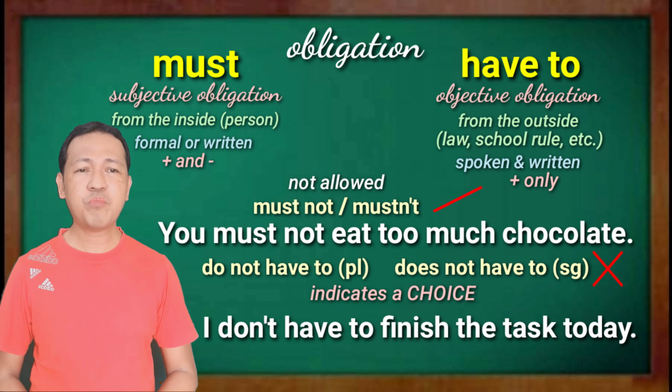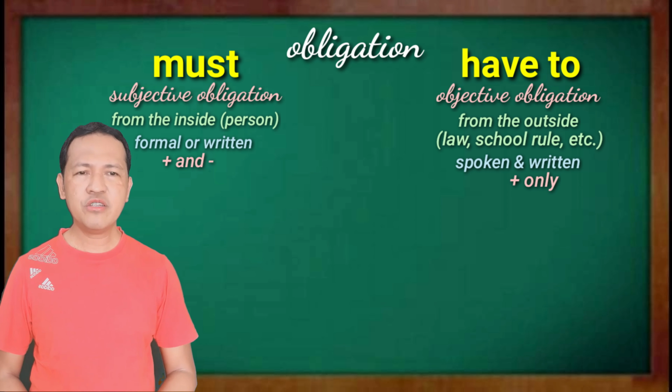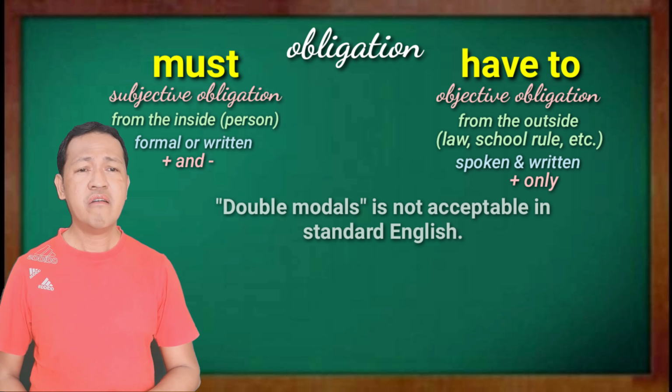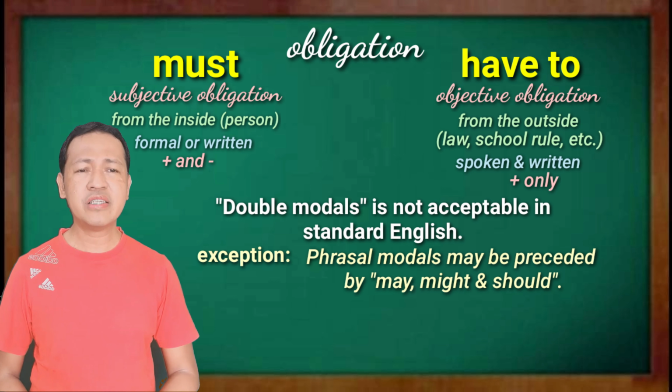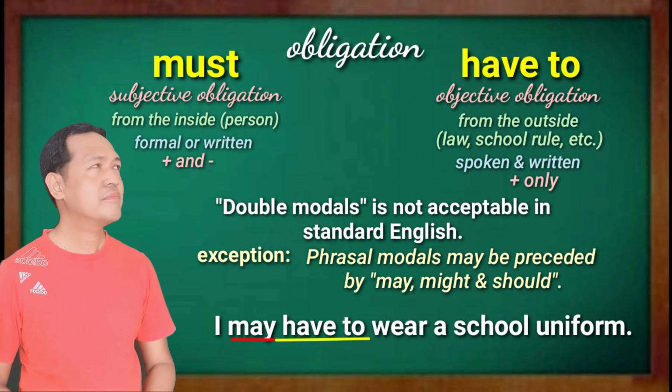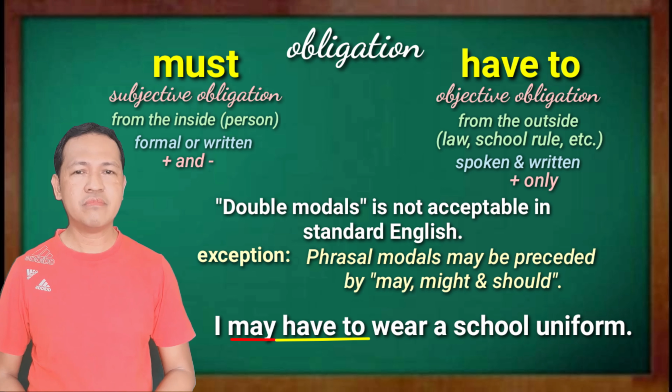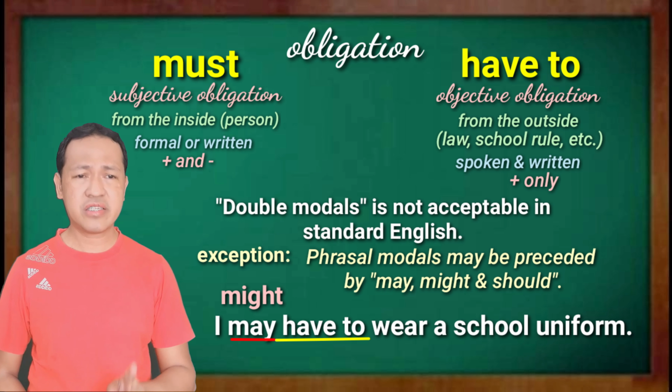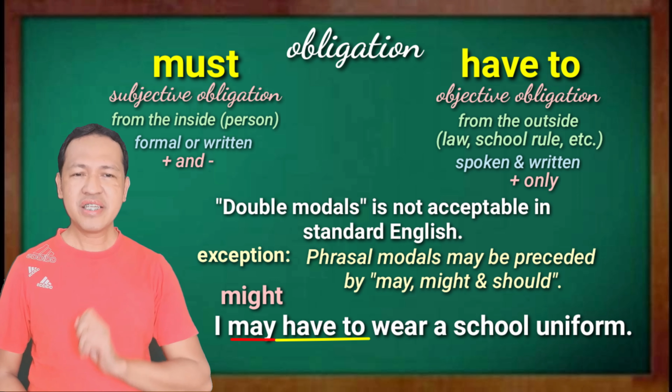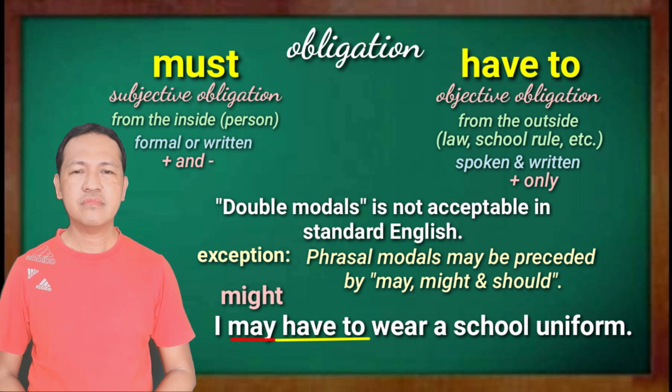There is one more thing I want to point out because in my previous video, I mentioned that modal verbs do not occur with each other, that double modals isn't acceptable in standard English. There is an exception to that. There are phrasal modals such as have to that may be preceded by modals may, might, and should. Look at this. I may have to wear a school uniform. I might have to wear a school uniform. These modals that occur with each other are acceptable. Again, phrasal modals such as have to may be preceded by modals may, might, and should. Remember this exception to this rule against double modals.